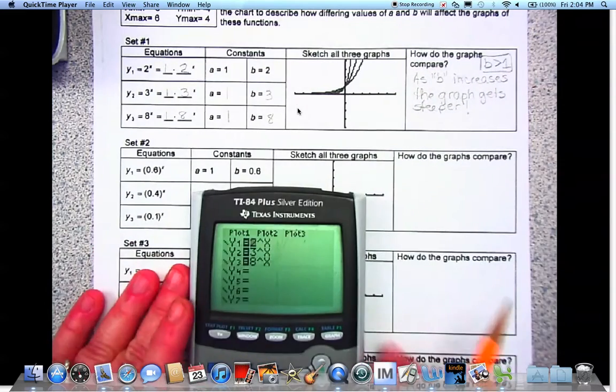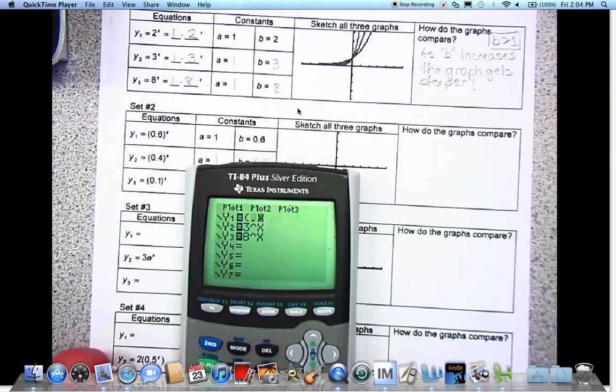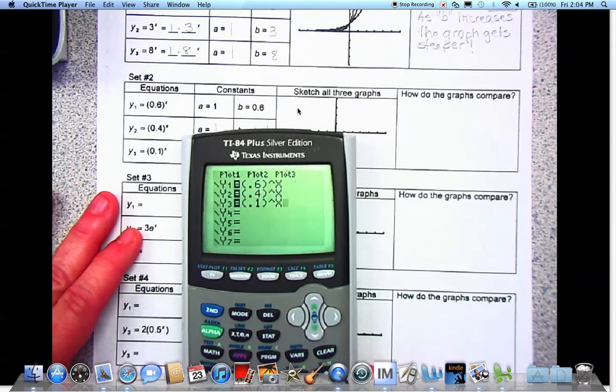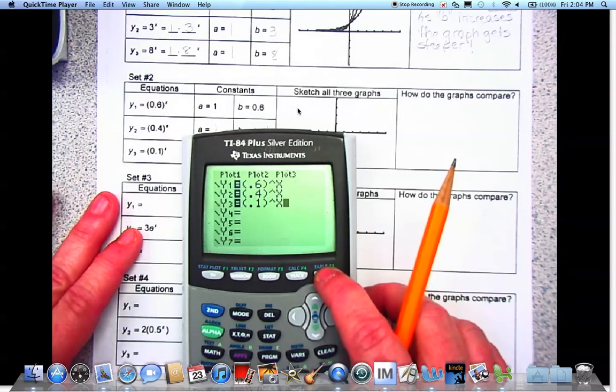See what happens. Whoops, 0.6, isn't it? You really don't have to have parentheses on this, but since they put it, we'll put it too. Once you get in there, go ahead and graph it, see what happens.